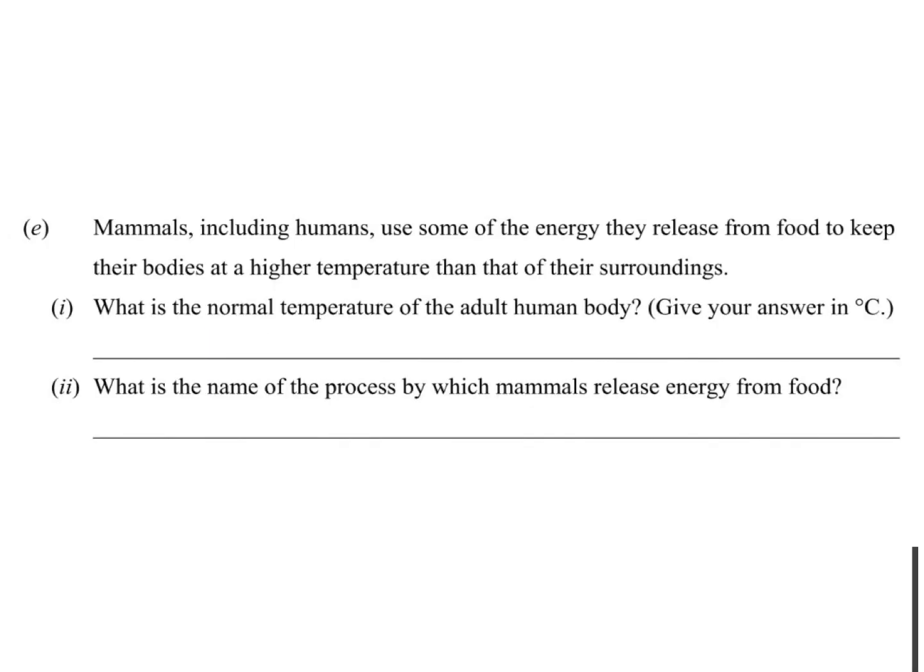Another exam question here. So mammals, including humans, use some of the energy they release from food to keep their bodies at a higher temperature than that of their surroundings. What is the normal temperature of the adult human body? Give your answer in degrees Celsius. So body temperature is around 37 degrees Celsius. And part 2 says, what is the name of the process by which mammals release energy from food? And a big focus of our session today was respiration, because that's the release of energy from food.